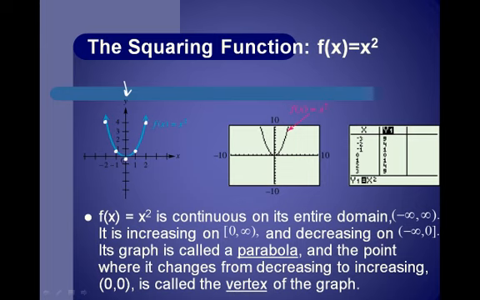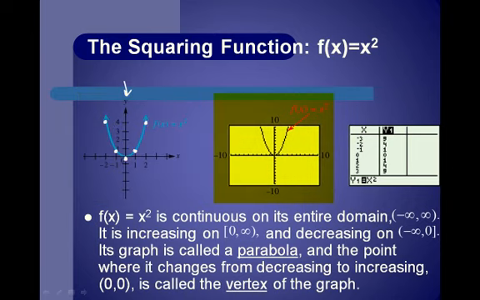The next type of function is called the squaring function, which we know as quadratic type. F of x is equal to x squared. The first picture talks about f of x equals x squared, and if we just plug in some points, if x is 0, squared would be 0. If x is 1, 1 squared is 1. Also negative 1 squared would be 1. And the same thing if x is 2, we get 4. If x is negative 2, we get 4 as well.